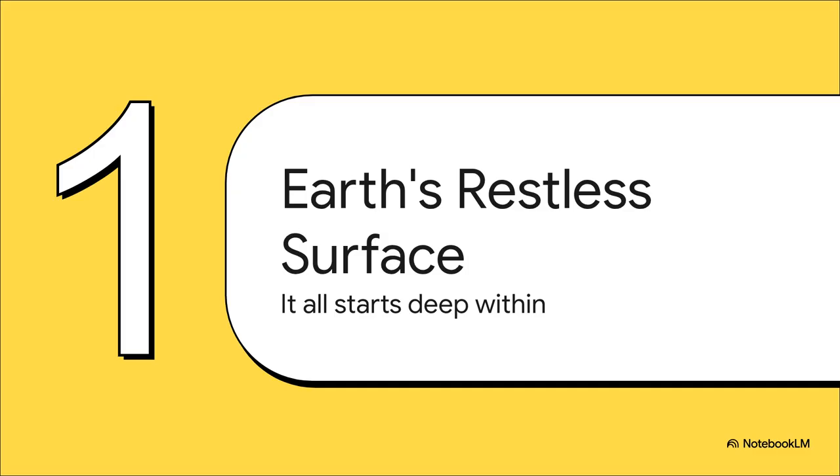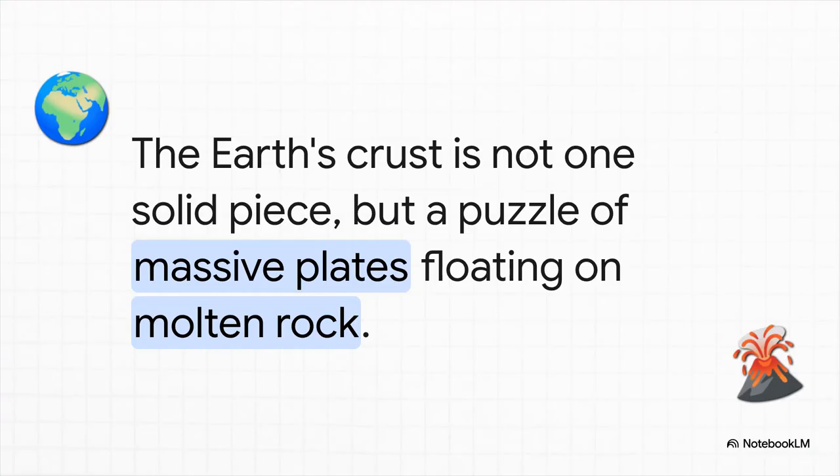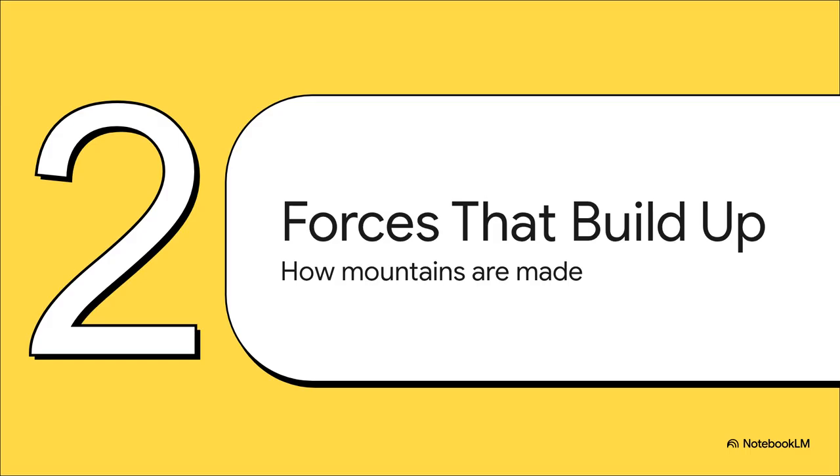It really all starts deep within the planet. To figure out what's happening on the surface, you've got to understand what's going on way, way down below. So here's the key theme to wrap your head around. The ground beneath your feet, it's not one solid piece. Not at all. It's actually a giant puzzle made of these massive plates, and they're floating on molten rock. Imagine crackers floating on a thick, hot soup. That soup is the Earth's mantle, and it's constantly churning in these super slow-motion currents, just carrying the plates along for the ride.